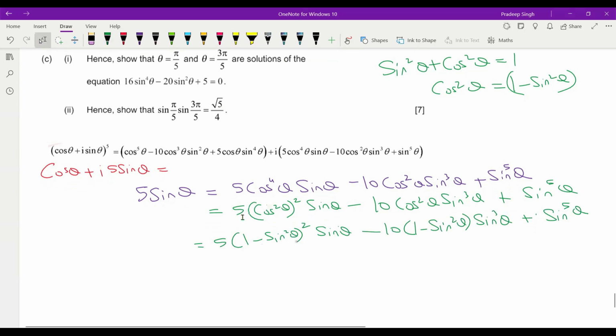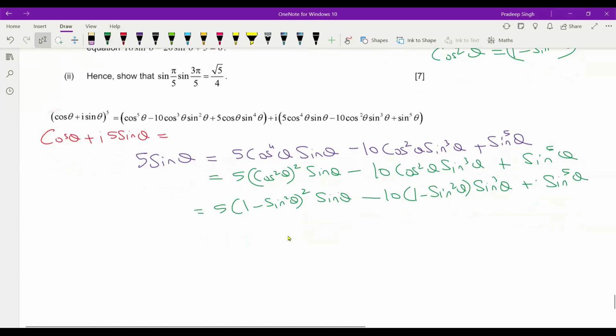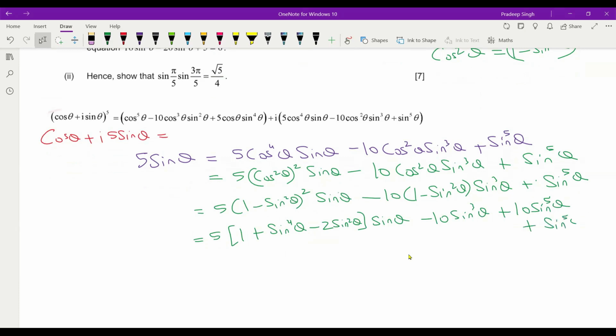Now over here, this can be expanded by the (a minus b) whole squared formula, which is a^2 plus b^2 minus 2ab. So in the bracket, we will write 1 plus sin^4 theta minus 2 sin^2 theta. In front of the bracket, we have a sin theta. In the middle term, let's multiply the 10 sin^3 theta with this bracket. So eventually, we will get minus 10 sin^3 theta plus 10 sin^5 theta, and at the end we have a sin^5 theta.